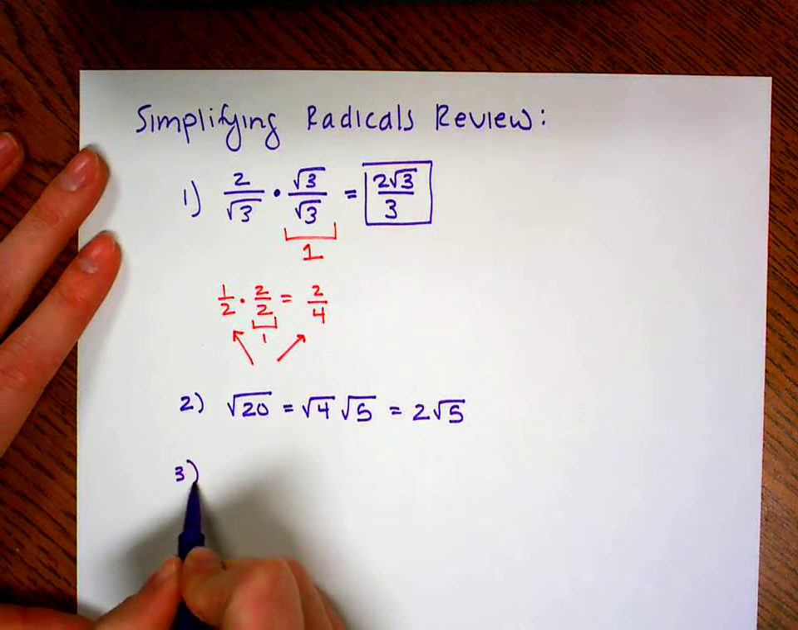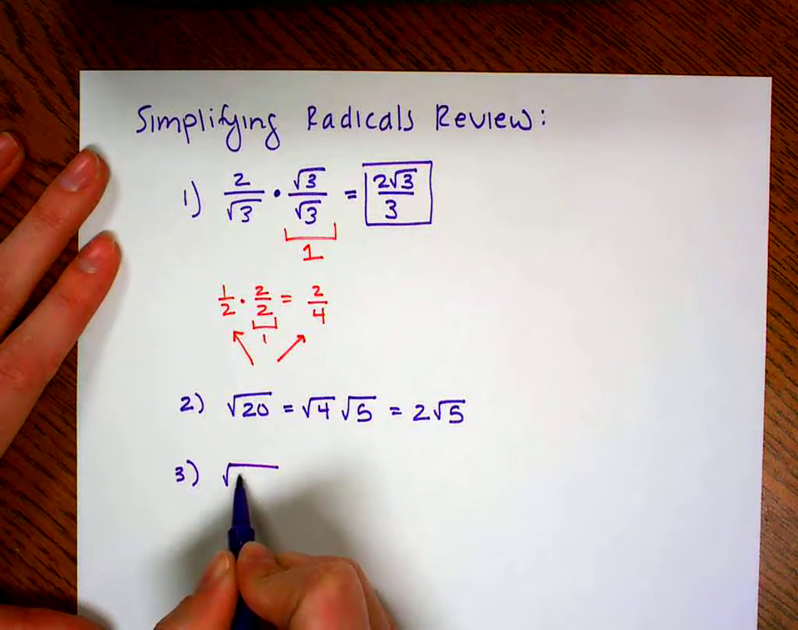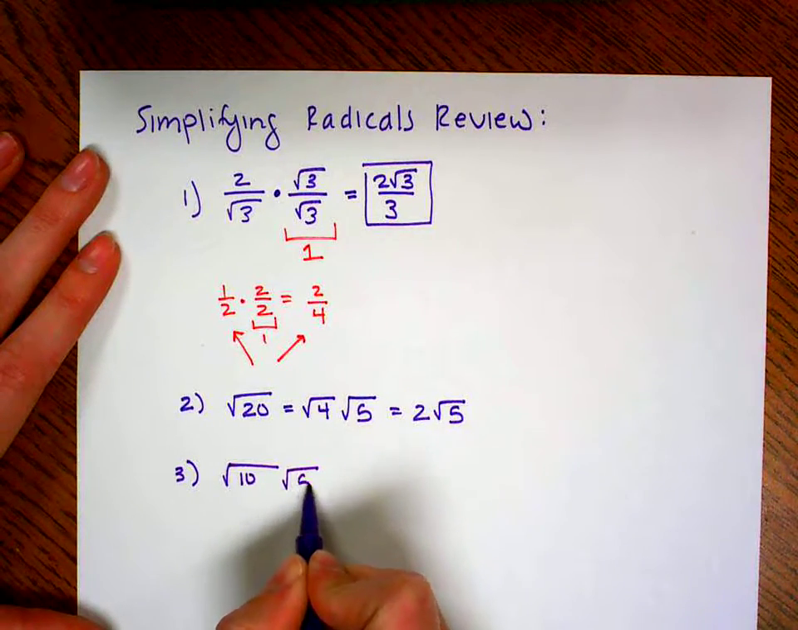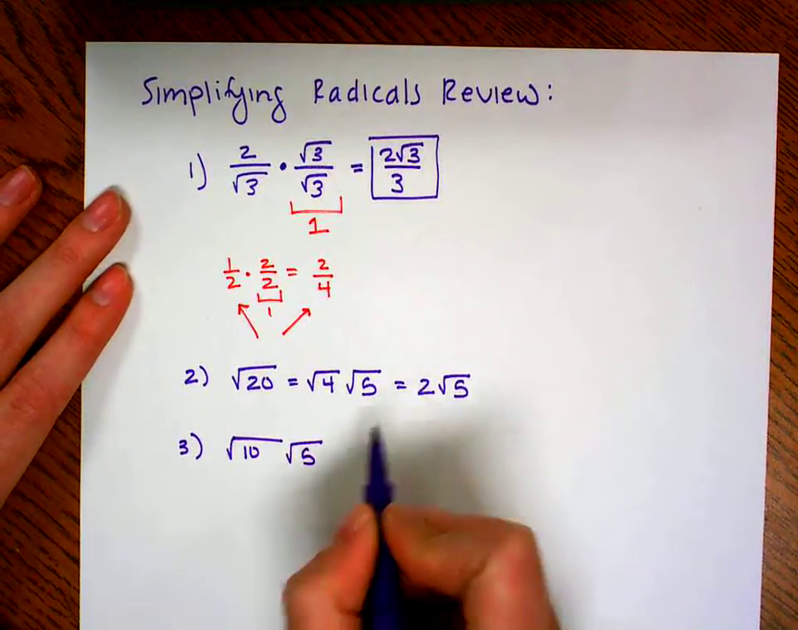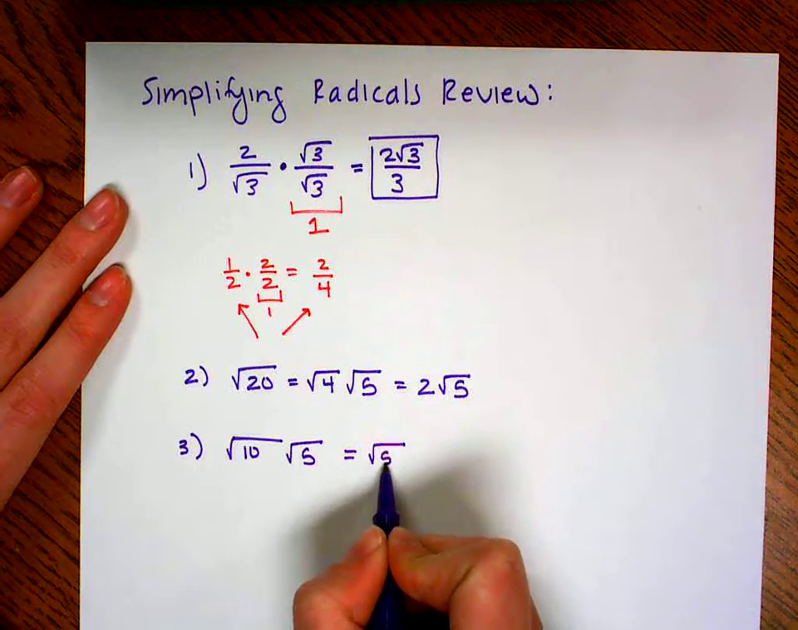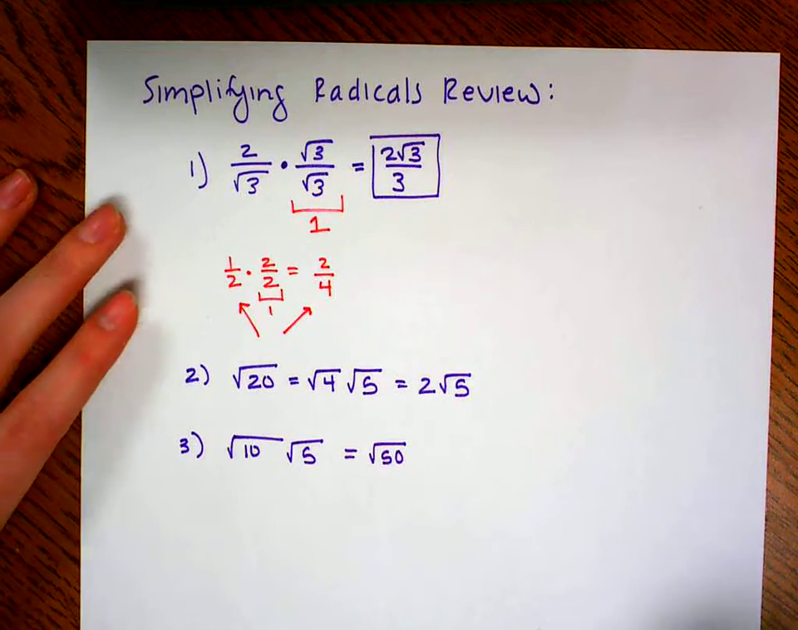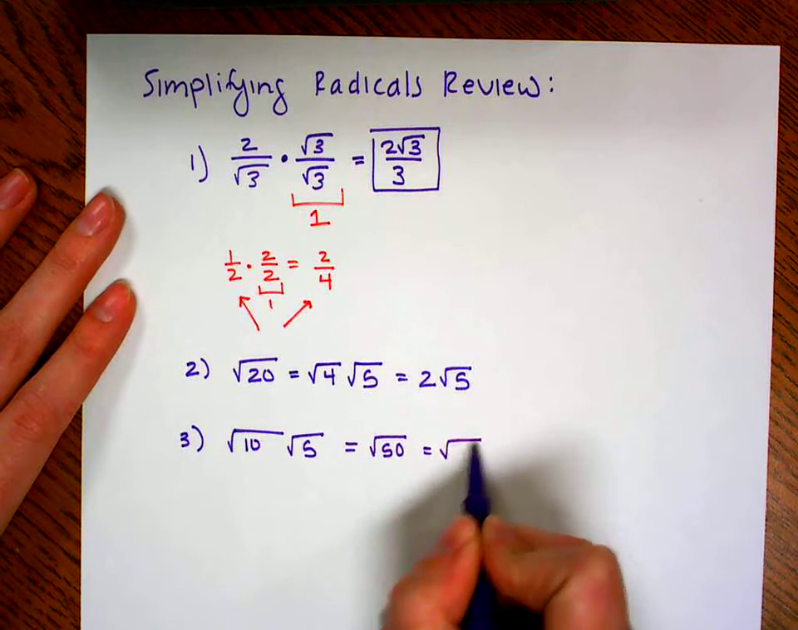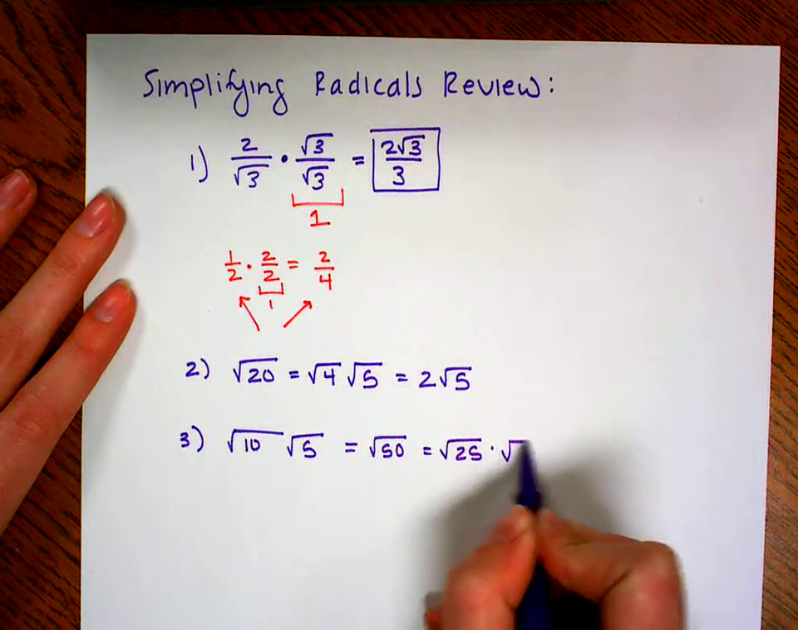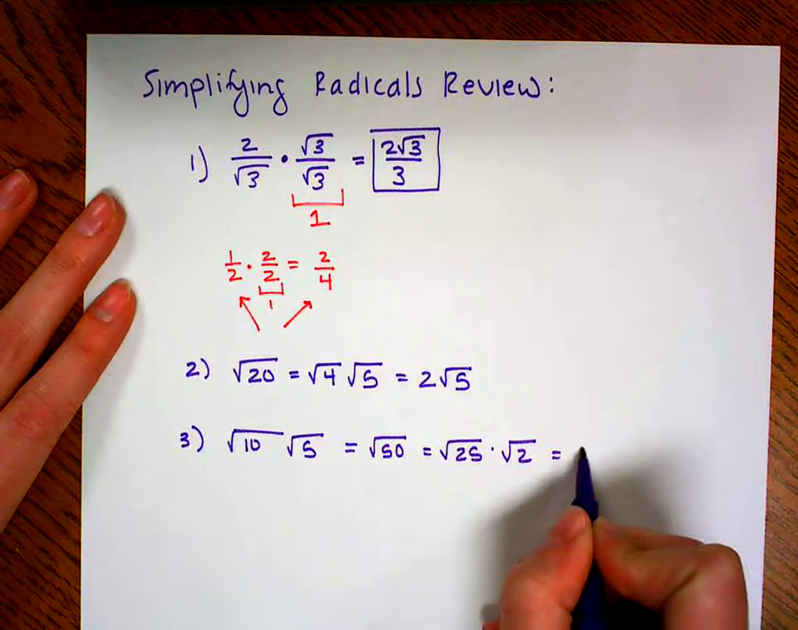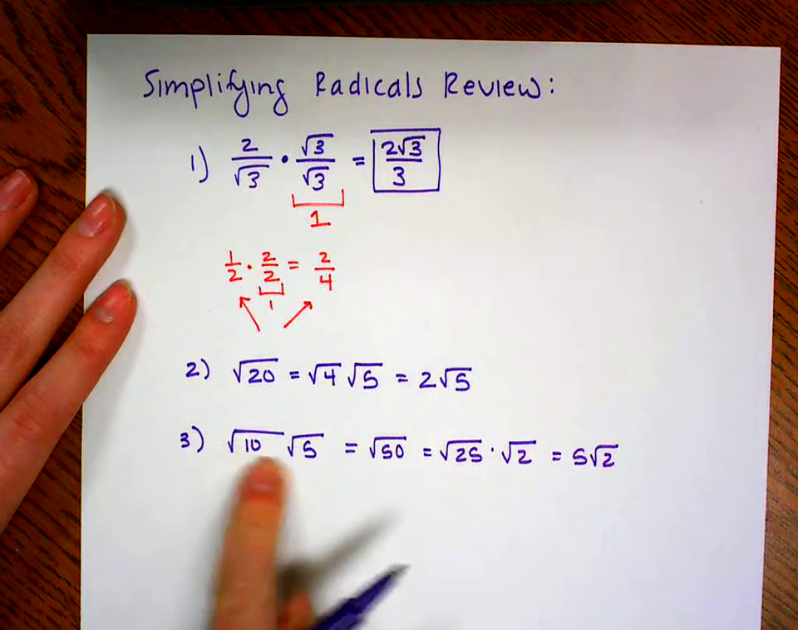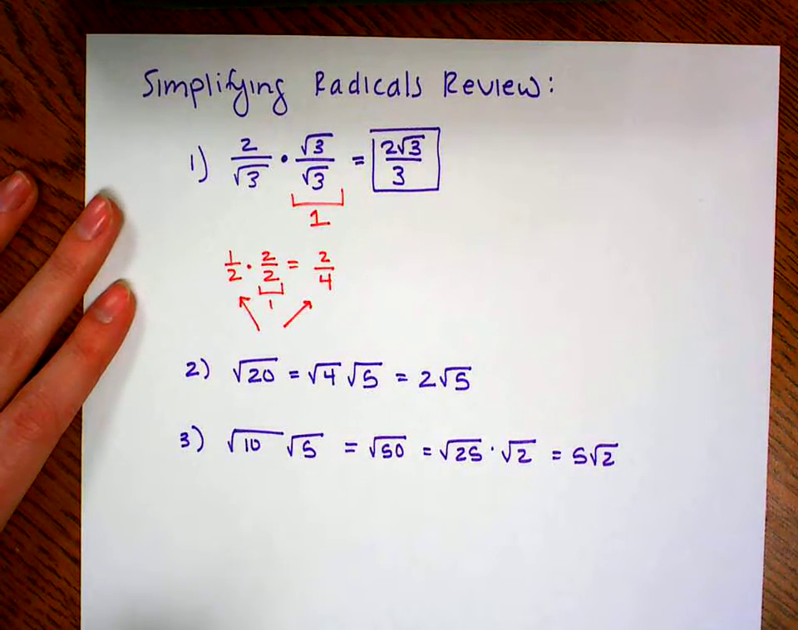Here's another type. If you have to multiply those together, you're going to get the square root of 50. But the problem is the square root of 50 isn't simplified. It's equal to the square root of 25, that's the largest perfect square that's hiding in there, which gives you a value of 5 root 2. So sometimes you're going to have to do some arithmetic and then simplify.